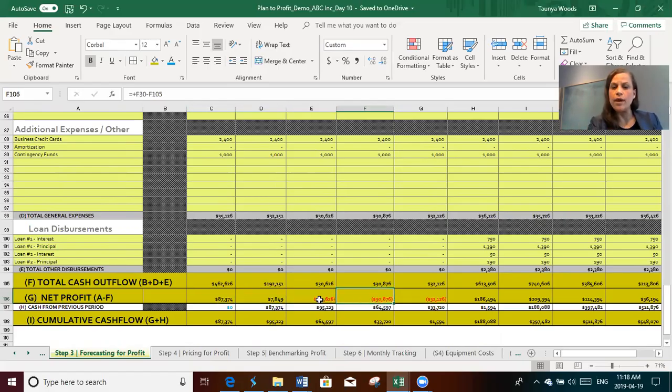If you see a red number, which means you're in a negative, there's brackets beside it and it's in the red. If you see that, do not panic. This is expected in business.